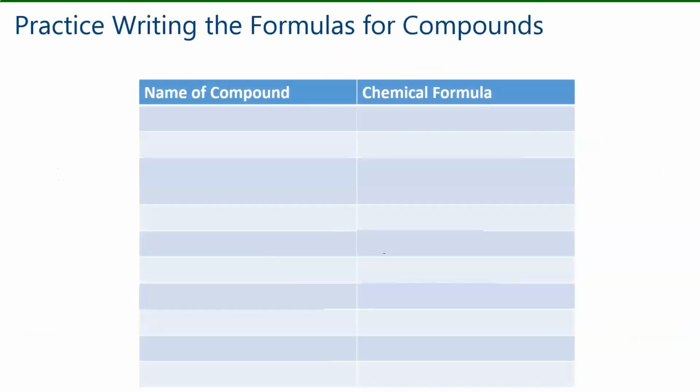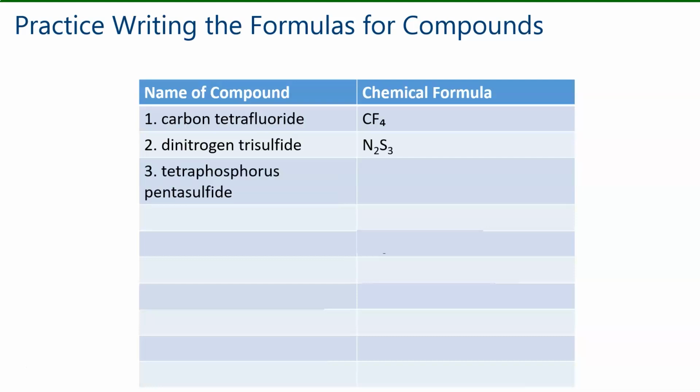Let's do some practice now, writing the formulas for some compounds. Our first compound is carbon tetrafluoride. So what is the chemical formula for carbon tetrafluoride? And our formula is CF4. Next, we have dinitrogen trisulfide. Our formula is N2S3. Our next example is tetraphosphorus pentasulfide. And the formula for that is P4S5.